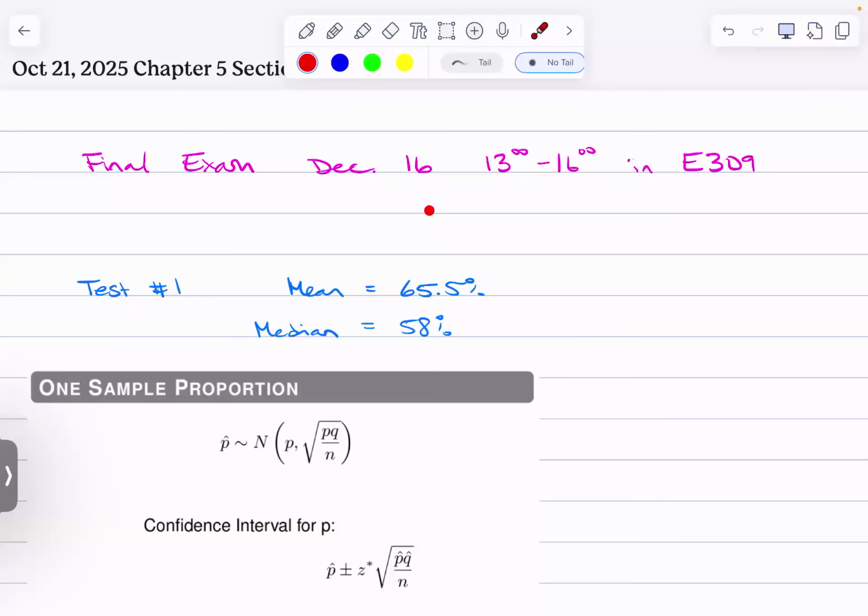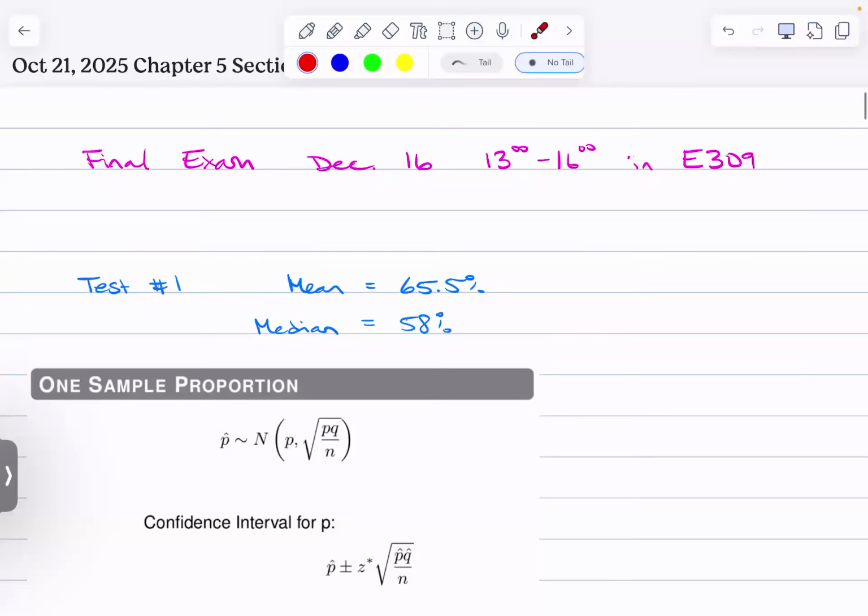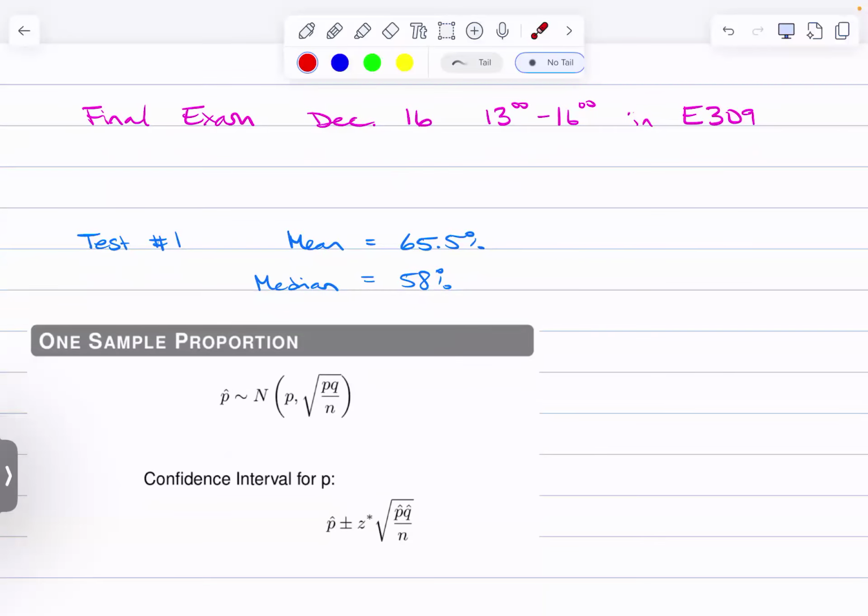Anyways, here we go. We've got our final exam date. I also posted, because everyone always wants to know, hey, what was the average? What was the average on this test? Well, the average was 65.5.